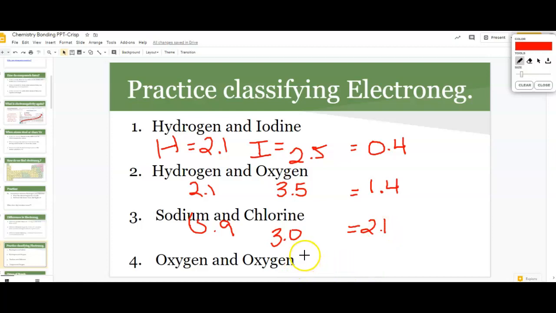And oxygen, well, anytime you have two atoms of the same element together, they're always going to end up being 0, because one oxygen is no stronger than another. So it's always going to end up having that 0. Using that chart that we had on the last slide, you can determine whether they're sharing, sharing unequally, or one is stealing more than the other. For example, in number 3, sodium and chlorine, it passes that tipping point. So in that situation, chlorine would end up stealing an electron away from sodium.